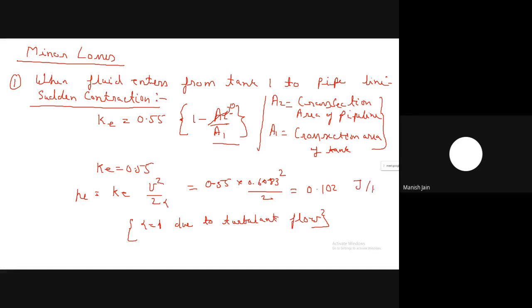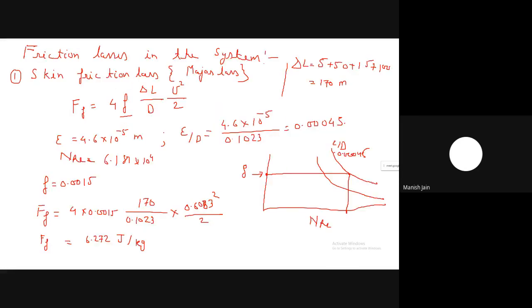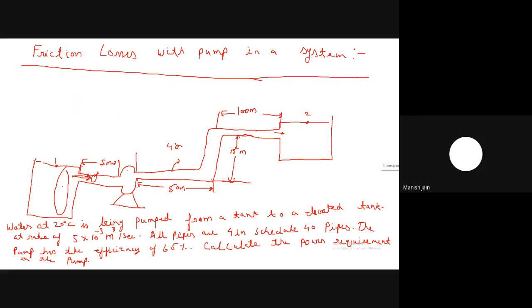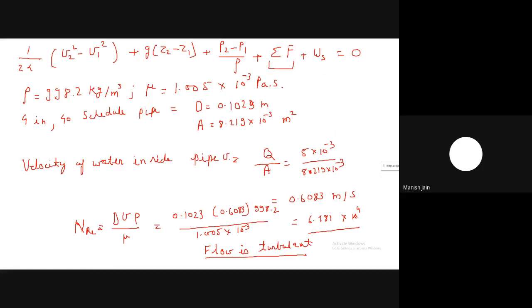So this is the friction loss which occurs when the fluid enters the pipeline. When the fluid enters from this point to this point, there is a sudden contraction. That's why you have the friction loss. Now you have the two 90-degree elbows. This is the first 90-degree elbow and this is the second 90-degree elbow. In 90-degree elbows you have friction losses, so you have to calculate the friction losses in the two 90-degree elbows.